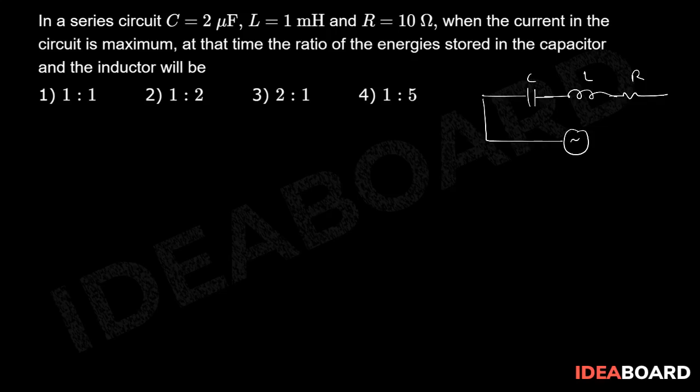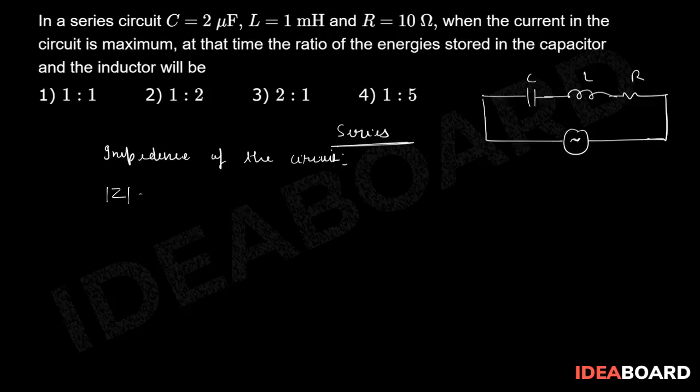So if they are in series, that means I can calculate the net impedance of the circuit, which is going to be Z or mod Z. So mod Z is going to be under root of R square plus (XL minus XC) square only. Perfect. Now why am I calculating this? Because they are saying that current is maximum.